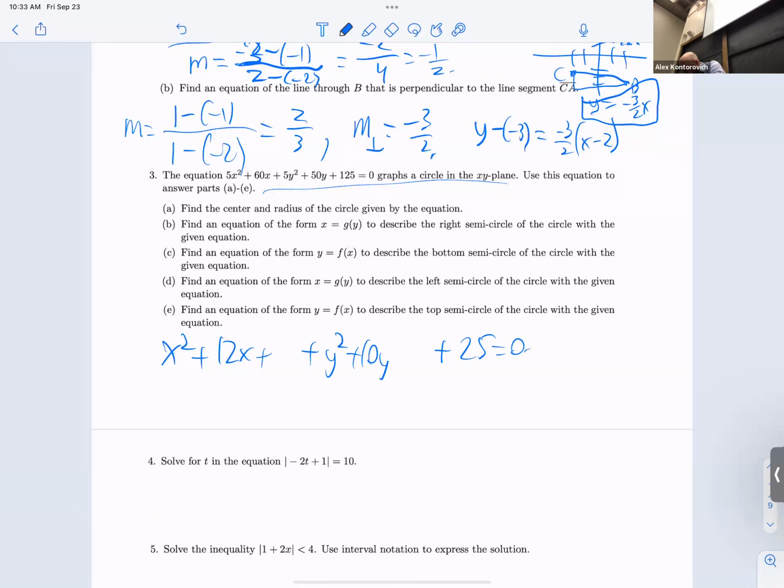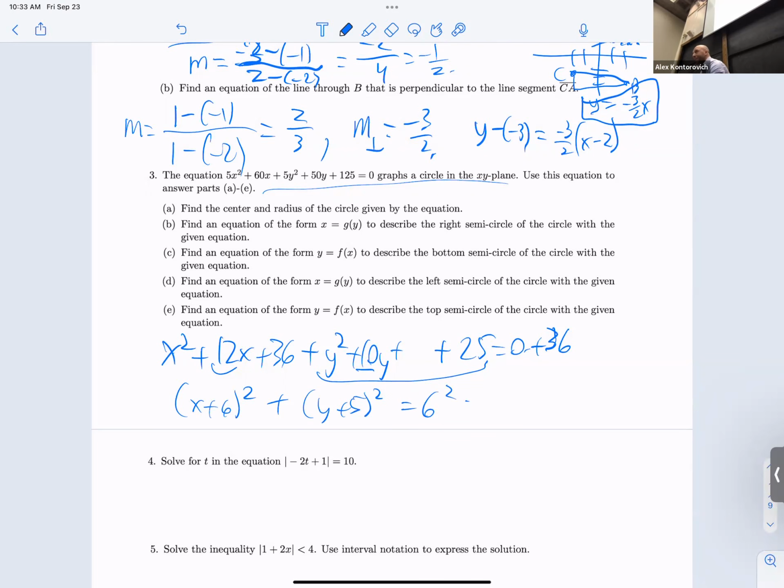Now I'm going to complete the square. So this is twice 6. So I'm going to add 36 here, and I'm going to add 36 here. This is twice 5. So I'm going to add, well, actually, I already have the 25. I don't have to add anything. I just have to group them. So this is the equation x plus 6 squared plus y plus 5 squared is equal to 6 squared. It's 36.